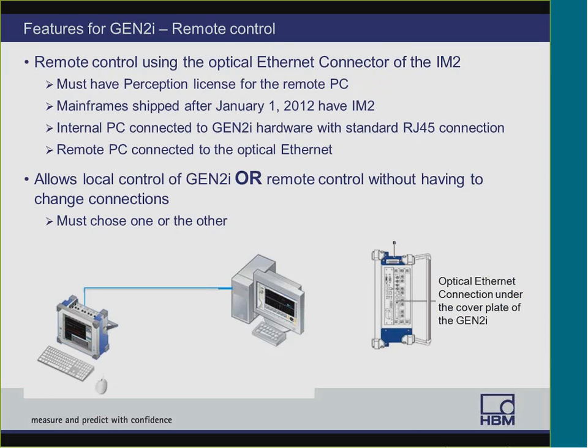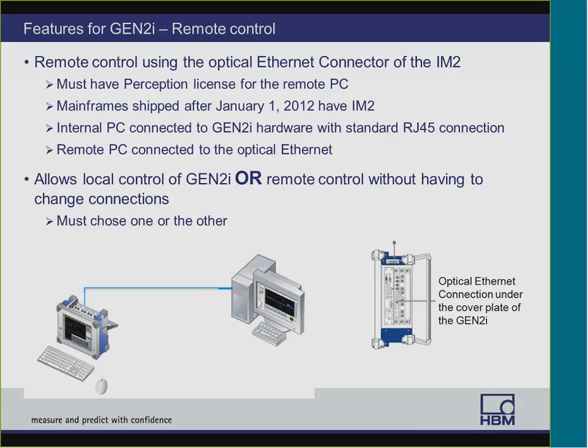Remote control option. We had a few users wondering if it was possible to have kind of either remote or local control of a Gen 2i. And that is possible if you have an IM2 in your mainframe. And that's because the IM2 actually has two different Ethernet or Internet type connections. So what you would do is use the standard RJ45 interface as it's shipped from the factory, meaning connected from the internal PC in the Gen 2i to the internal Gen 2i hardware. And then you would use the optical Ethernet option on that IM2 to connect to your remote PC.